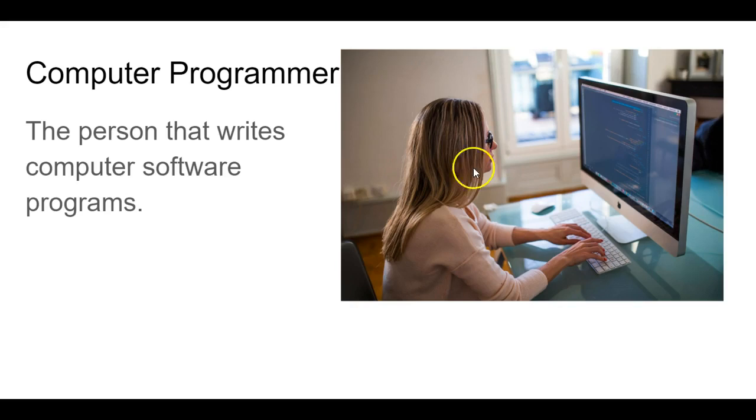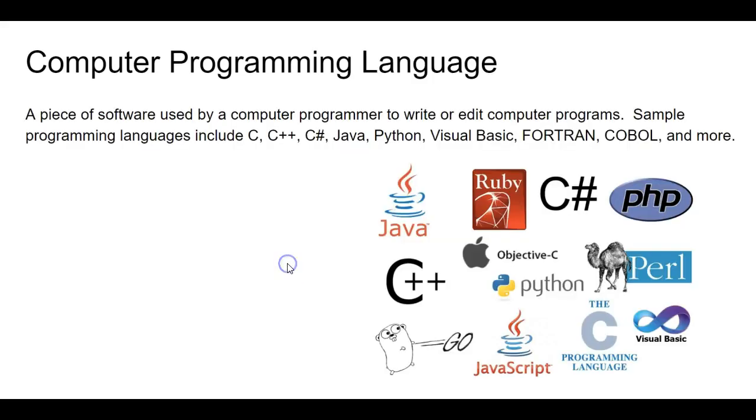A computer programmer obviously is the person that writes the software. A computer programming language is the tool that the programmer uses to write software. Many different languages out there: Java, Ruby, C#, PHP, Perl, Visual Basic, C, JavaScript, Python, Objective-C, C++, and Go. At Valencia, we teach Java, C#, C++ and C. I don't believe we teach Python, which is why I'm going to be using Python in this course.